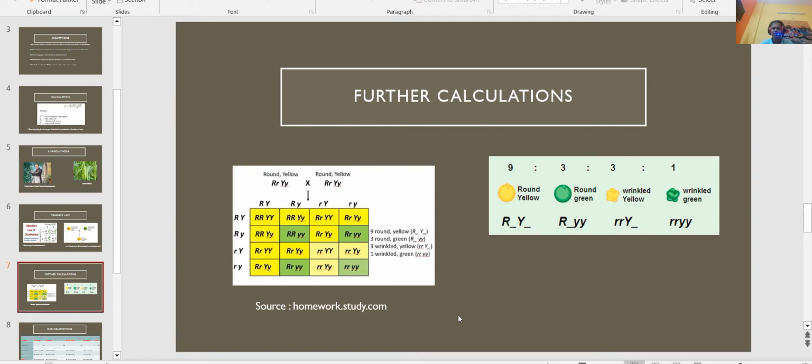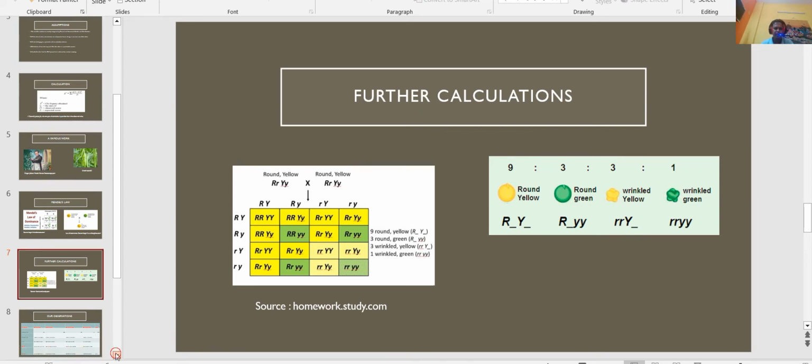Out of that 16, round yellow is 9. Similarly, round green is 3, wrinkled yellow is 3, and last is the wrinkled green. So these are the genotypes, and these are the phenotypic characters. If you consider the phenotypes, they are divided in the ratio of 9:3:3:1.